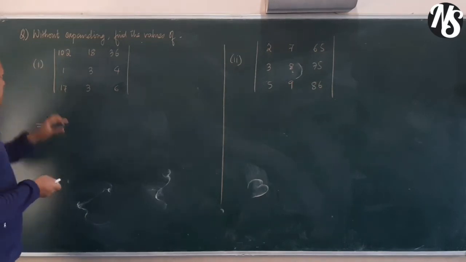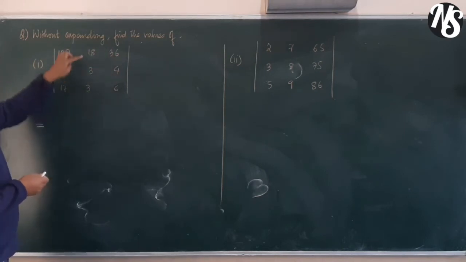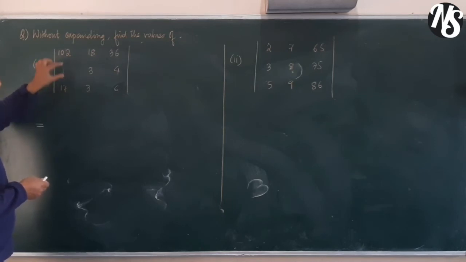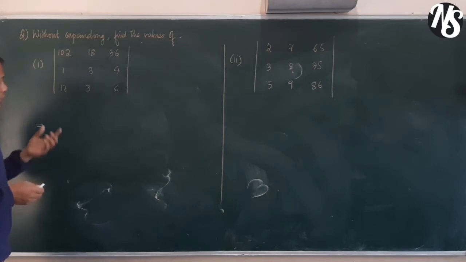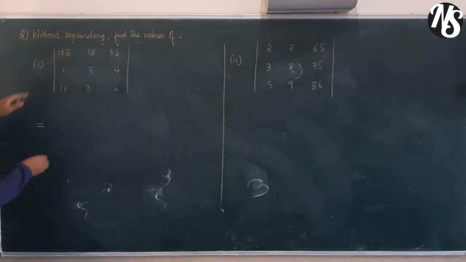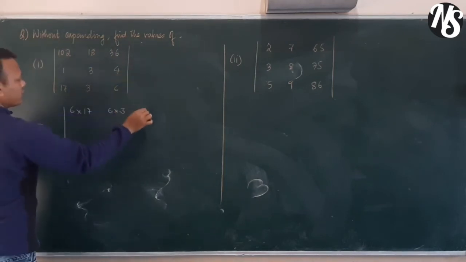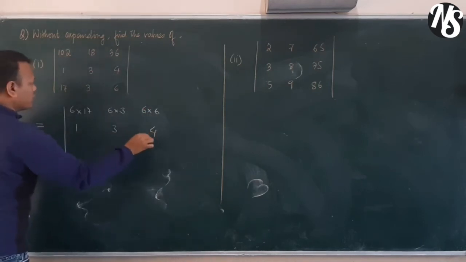These two must be proportional, because if I find 102 by 17, it is exactly 6. Similarly, 18 by 3 is also 6, and 36 by 6 is also 6. So basically they are proportional, right? In such a case, I will write this as 6 into 17, this as 6 into 3, and this as 6 into 6. The others will remain as they are.